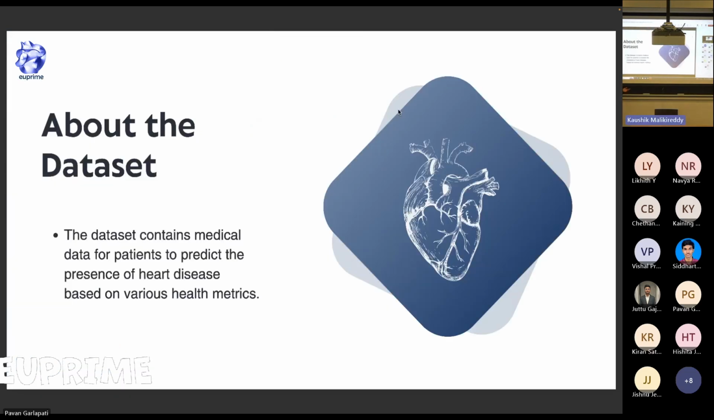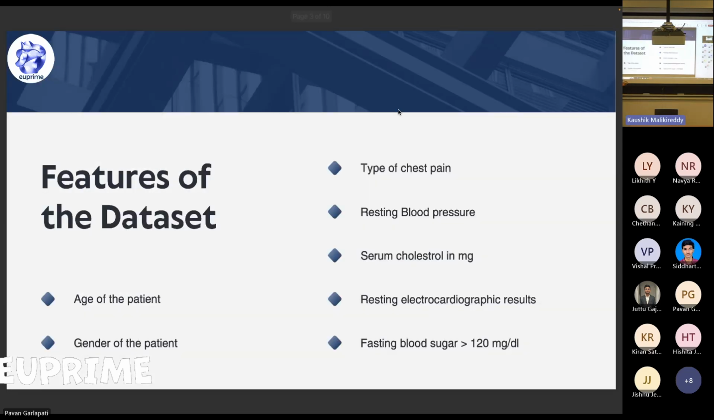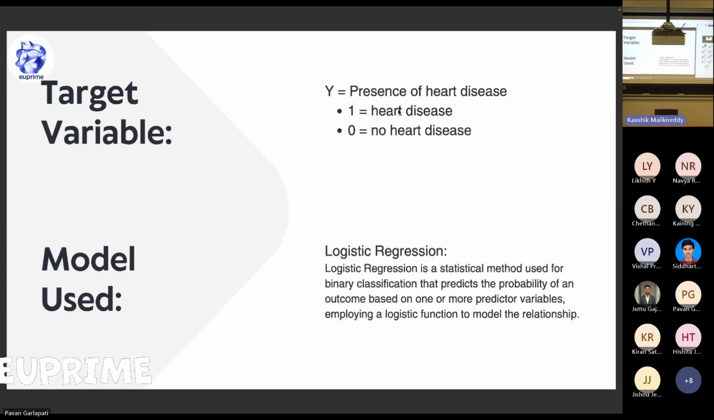As I told you last week, this is a data set of about 1,025 patients with 14 attributes. One of them is the target variable, and 13 of them are the features. These are some of the features available in the data set. The target variable is one if there is heart disease and zero if there is no heart disease.